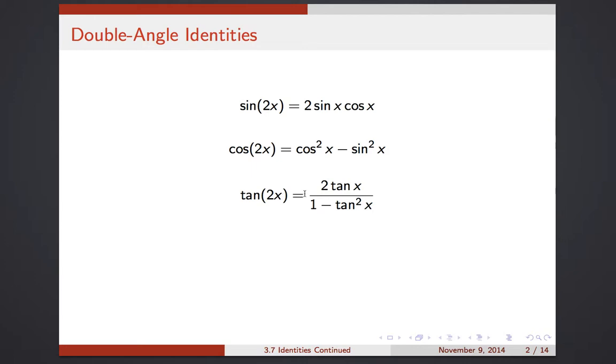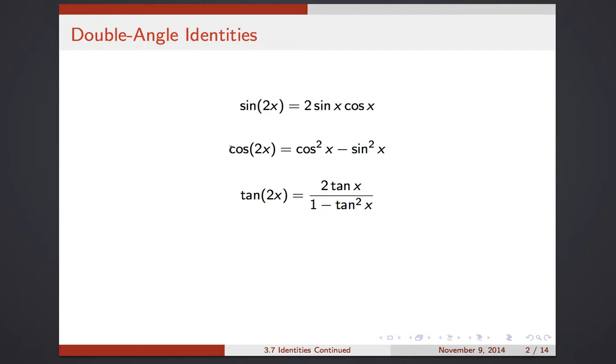Tangent of twice an angle equals twice tangent of the original angle divided by 1 minus tangent squared of the angle. And of course, if you want to derive this formula, you can always just take sine divided by cosine, do a little algebra, and you'll get this twice tangent x expression. Okay, so memorize the first two. Don't memorize the third one.